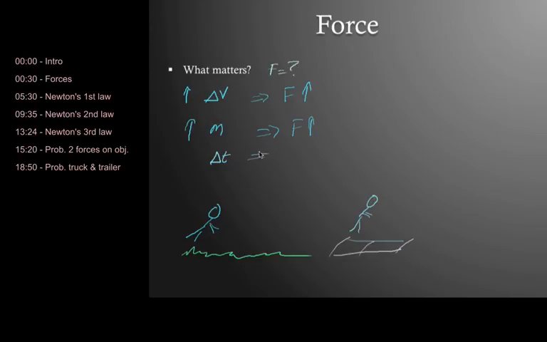And this is directly related to the force that you're going to feel also. So basically, the smaller the delta t that you have, the greater the force. This one is a bit different than the other two. Whereas increasing mass and increasing change in velocity gives us greater force, here, when you have smaller delta t, you're going to have greater force.